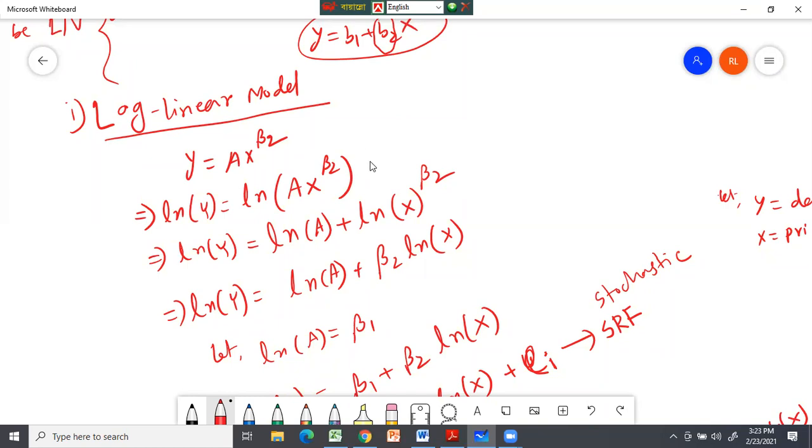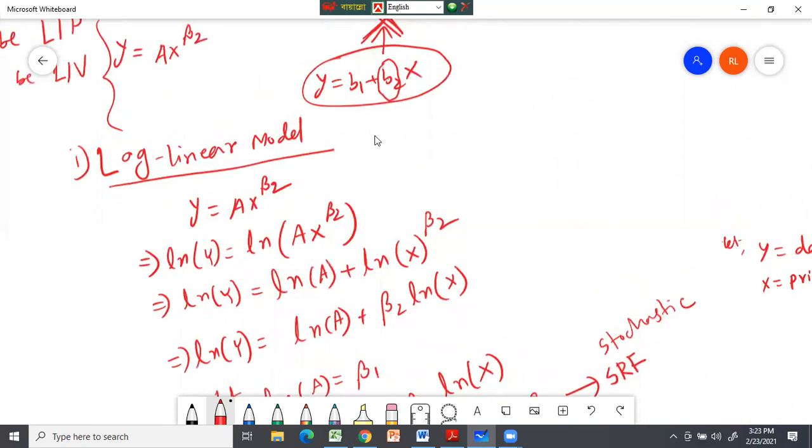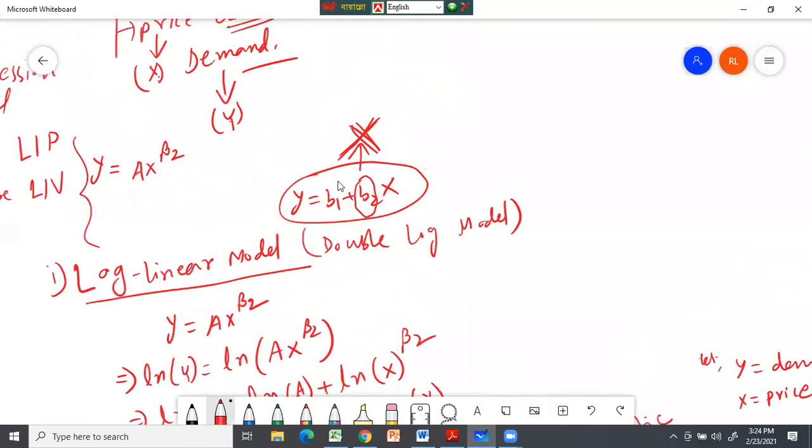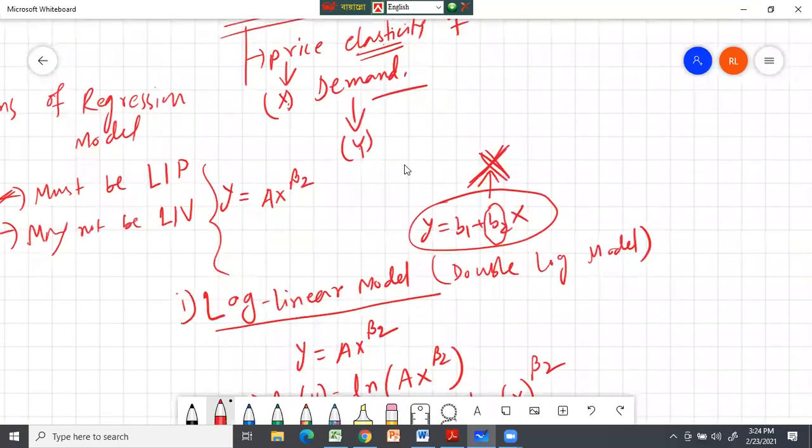Both of the variables, either dependent or independent, would be in the log form. And the model is also known as the double log model. Double log model because, as I already told you, both the dependent variable y and the independent variable x are in the log form. So that's why the model has also been named the double log model. So what was the problem with the earlier model?